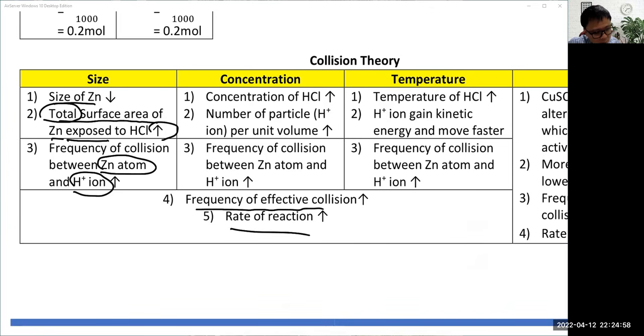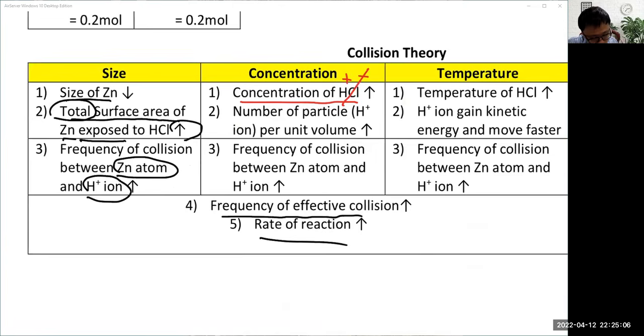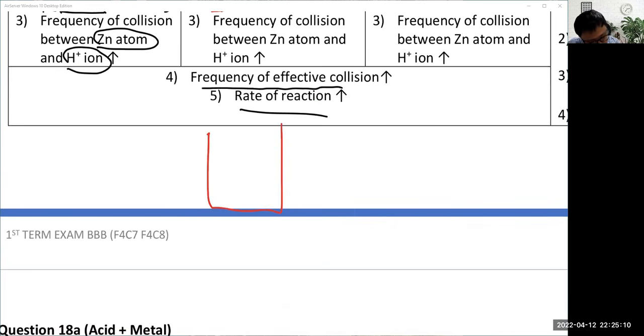Then the next one, if you increase the concentration, because H+ and Cl minus, Cl minus is not involved, so you just mention that there are more hydrogen ions per unit volume. Let's say these two are the same, I just copy and paste so that they look the same. Higher concentration means it has more H+.